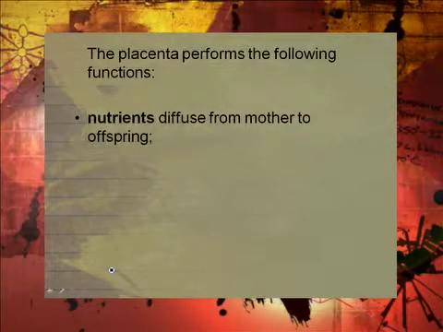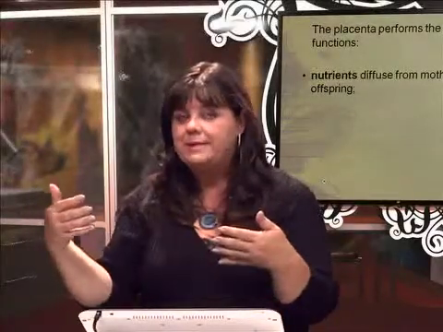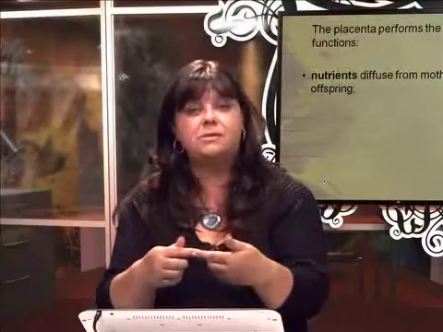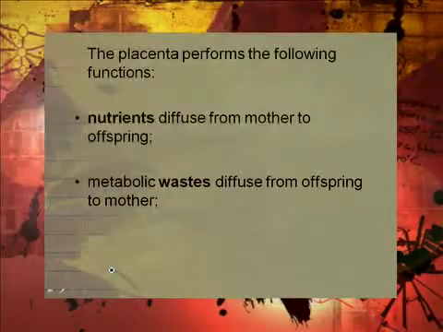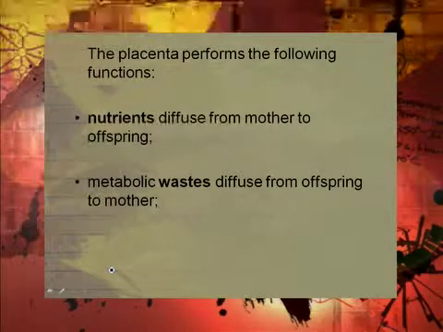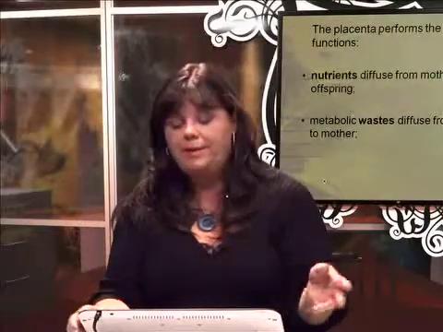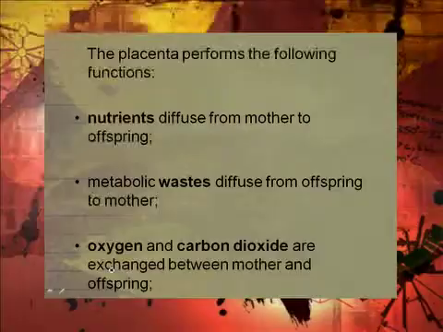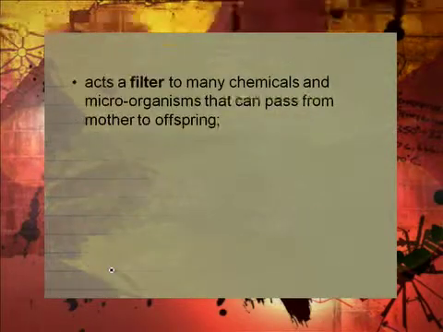Nutrients are going to diffuse from the mother to the offspring. We must remember that the blood of the offspring and the mother never mingle, they never mix. The blood vessels from the mother bring the food, which crosses over by diffusion into the blood vessels of the fetus, and the food is taken then to the fetus. Likewise, metabolic wastes come in the fetal blood vessels, diffuse from the fetal blood vessel into the mother's blood capillaries, and the mother then is able to excrete those wastes. And of course, like food and wastes, oxygen and carbon dioxide are also exchanged.